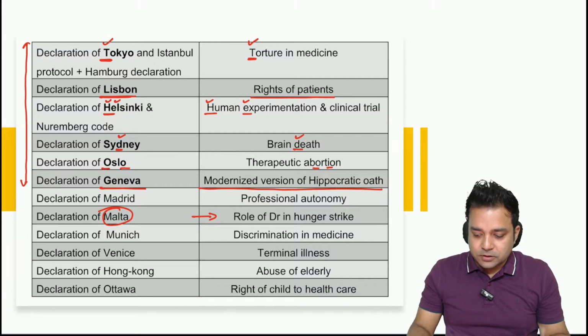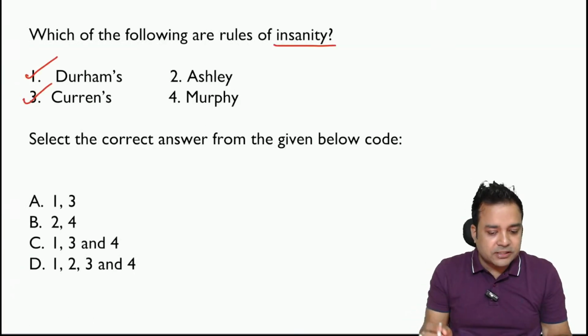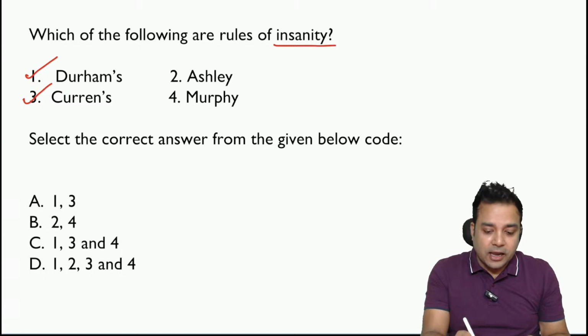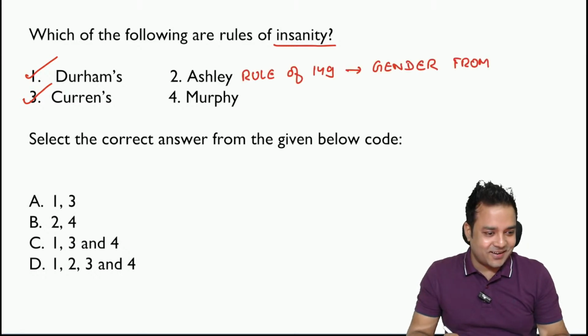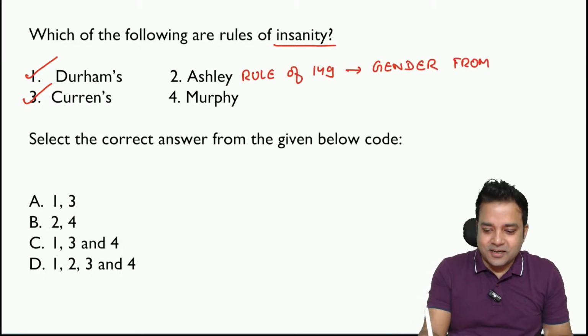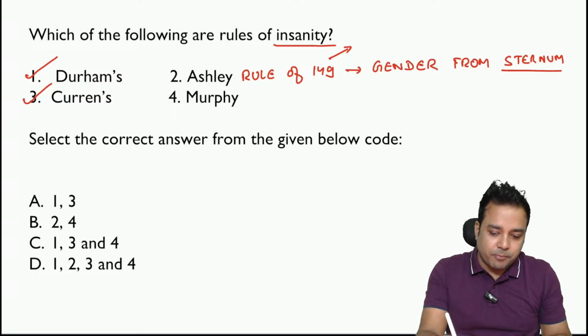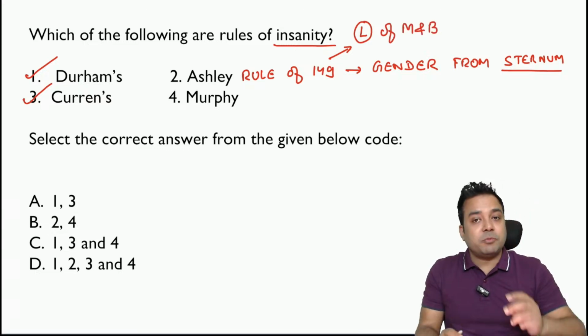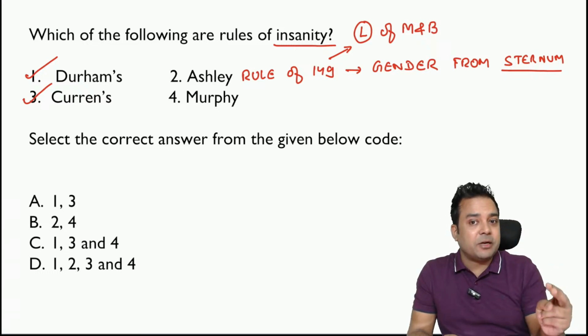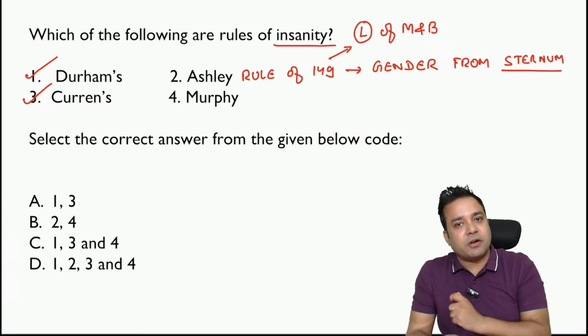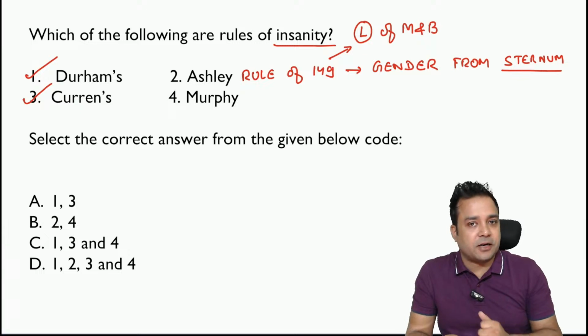What is Ashley's rule? Ashley's rule is for gender from the sternum bone. It is the combined length of the manubrium and body of the sternum. If this is seen to be more than 149 millimeter, the sternum belongs to a male. Less than 149 millimeter, the sternum belongs to a female.